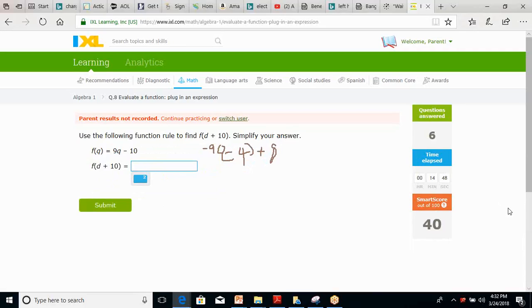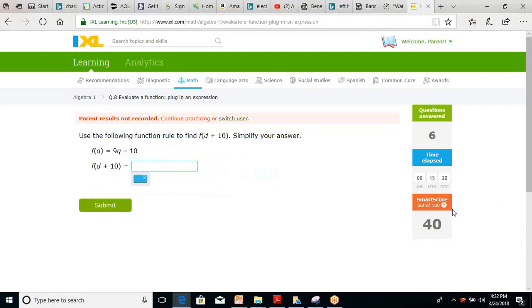All right, so use the following function rule to find the function d plus 10. This is the function rule. F of q is equal to 9q minus 10, but q is d plus 10. Q is d plus 10.